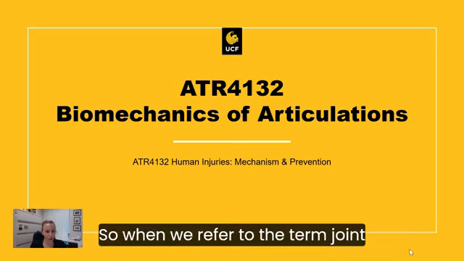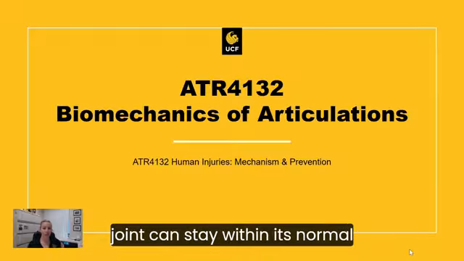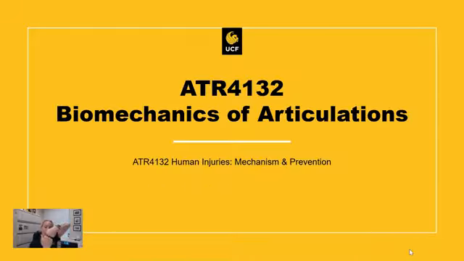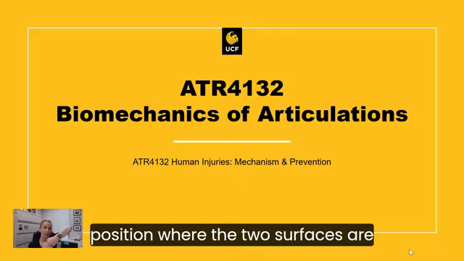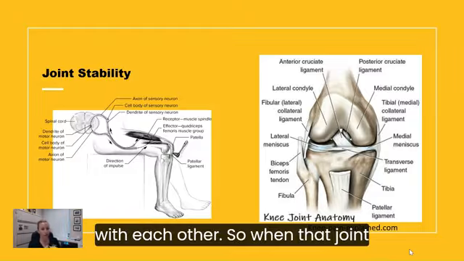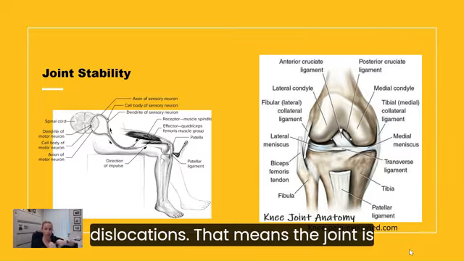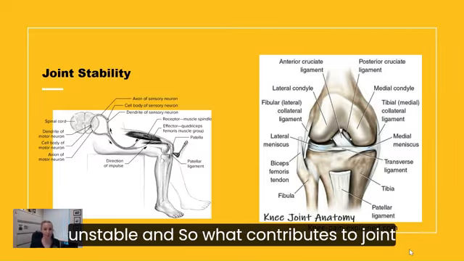Stability. So when we refer to the term joint stability, we're referring to how well a joint can stay within its normal position, where the two surfaces that are articulating are completely congruent with each other. So when those surfaces are not congruent and we have subluxations or dislocations, that means the joint is unstable. And so what contributes to joint stability?